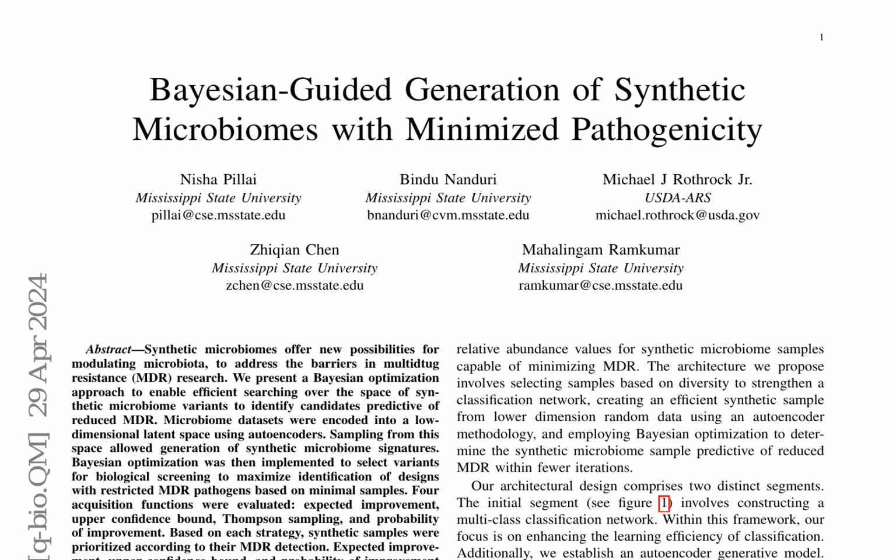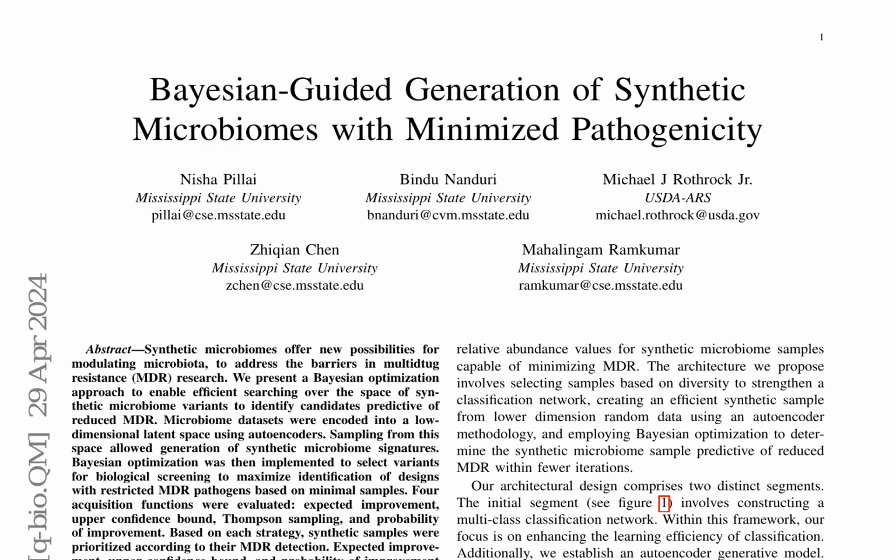The first segment involves constructing a multi-class classification network, where the primary objective is to enhance the learning efficiency of the network. An autoencoder generative model is also established, which can represent microbiome samples in a compressed, low-dimensional space and reconstruct them with minimal quality degradation.